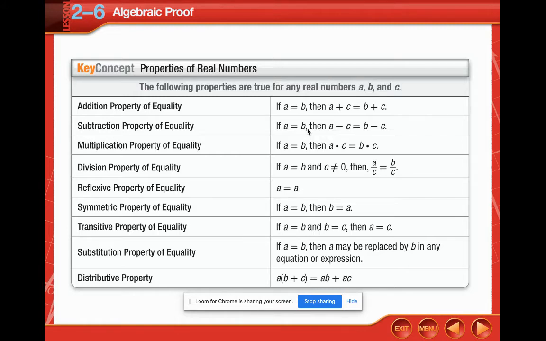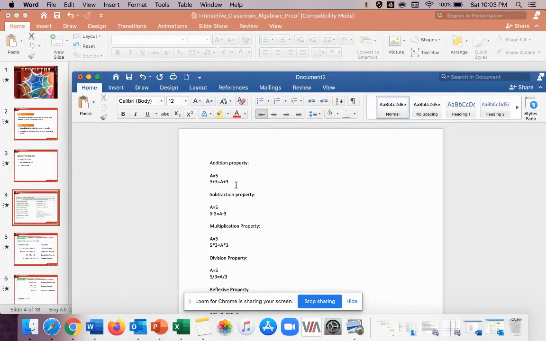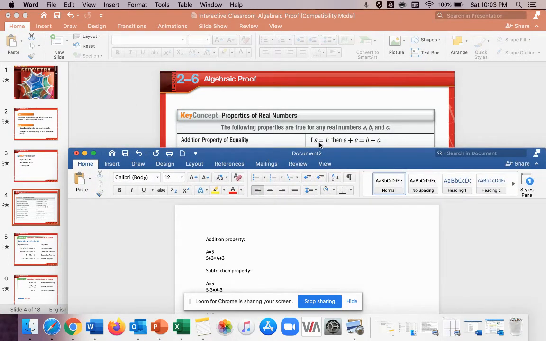Substitution property of equality: if A equals B, then A may be replaced by B in any equation or expression. Distributive property: A times (B plus C) equals AB plus AC. All right, you should already know a good amount of these. The big three here are reflexive, symmetric, and transitive. Luckily, I came up with a few different examples to help out. For the addition property, if A equals 5, then 5 plus 3 equals the same thing as A plus 3, because they both equal 8.